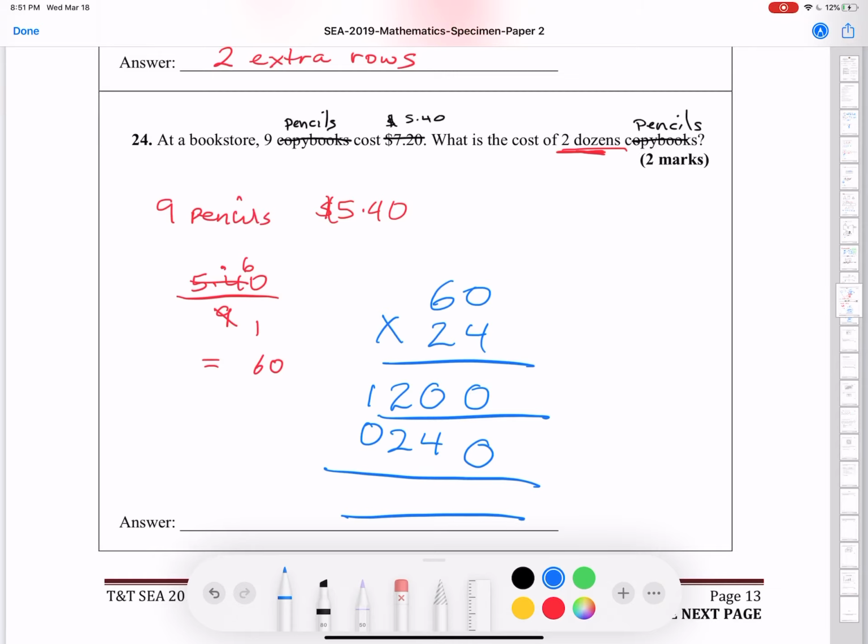0 and 0, 0. 0 plus 4, 4. 2 plus 2, 4. 1 plus 0, 1. Remember to put back in the point. $14.40.